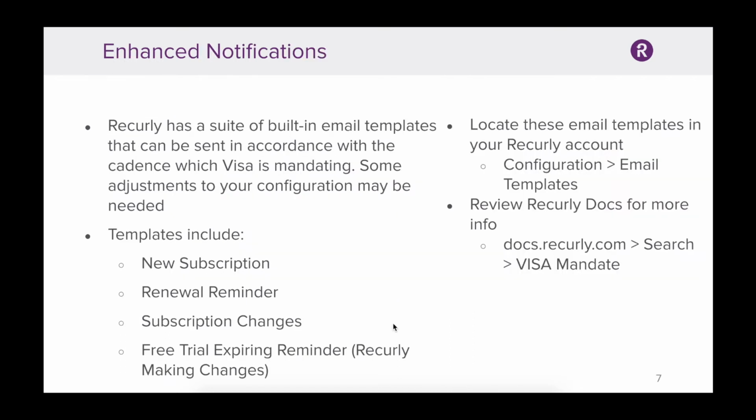Enhanced notifications. Recurly has a suite of built-in email templates that can be sent in accordance with the cadence which Visa is mandating. Some adjustments to your configuration may be needed. Some templates that we offer are new subscription, renewal reminder, subscription changes, and free trial expiring reminder. A quick note on the last one is that Recurly is making changes. Right now the reminder is set to 3 days. We are making changes so that you as the merchant can define the number of days so it can be edited.